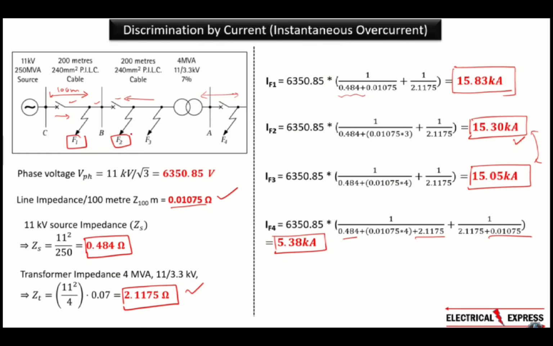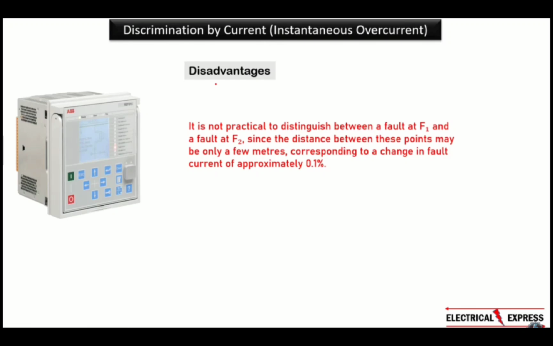So, even if a fault occurs in F2, the relay can send a tripping command to the breaker in F1. And if a fault occurs in F1, the relay can also send a tripping command to the breaker in F2. This increases the chances of malfunction. So, that's why discrimination by current alone is not used. It's practically impossible to use in any system, because the chances of malfunction increase significantly.